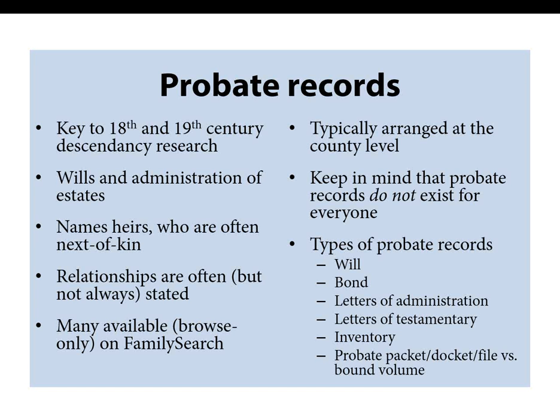You should keep in mind that probate records do not exist for everyone, but when they are there, they can be very helpful. And there are a lot of different items that fall under this category of probate records. Some of those are the will, a bond, a letter of administration or testamentary, and an inventory. And you might find these records organized in a few different ways. Sometimes this will be a packet, docket, or file, and sometimes it will be part of a bound volume.